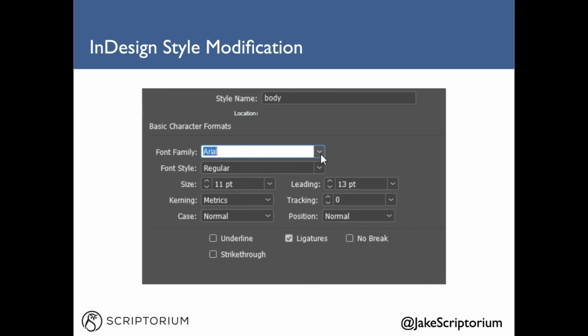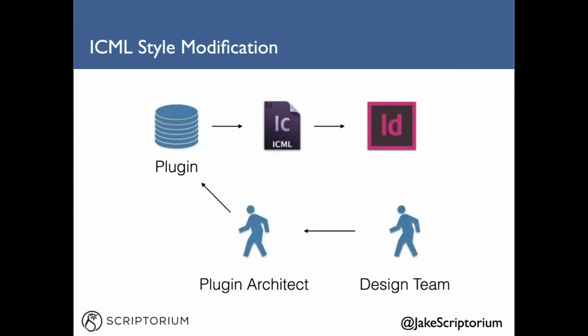Now, if we need to actually change what style is applied, or you do go ahead and change the name or put it in a different style grouping, that's a little bit different. At that point, the design team needs to make the change, communicate that change to the plugin architect, who then goes into the plugin, makes the changes to ensure that that new mapping is applied, then that gets fed out into the ICML output, which then gets flowed into the InDesign template.